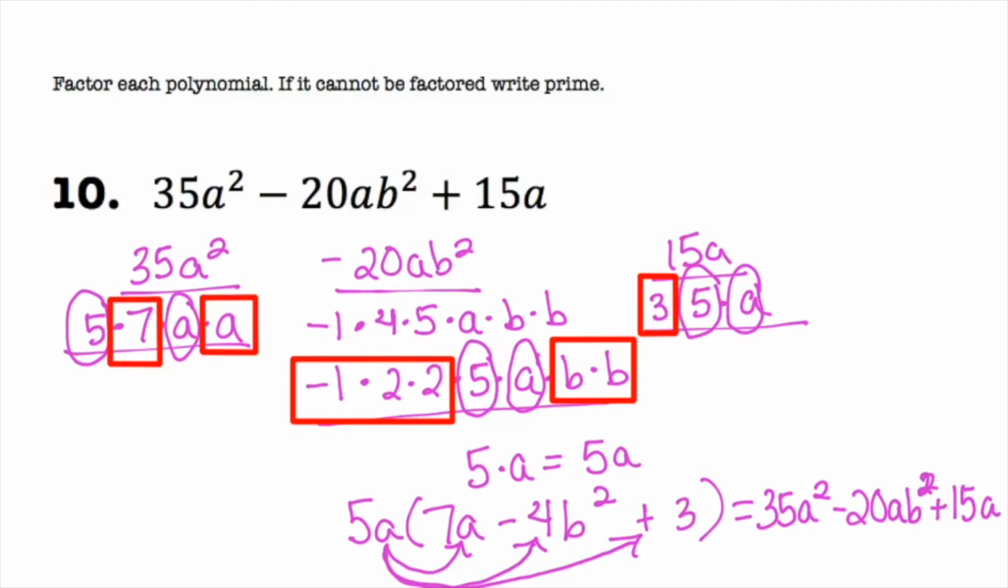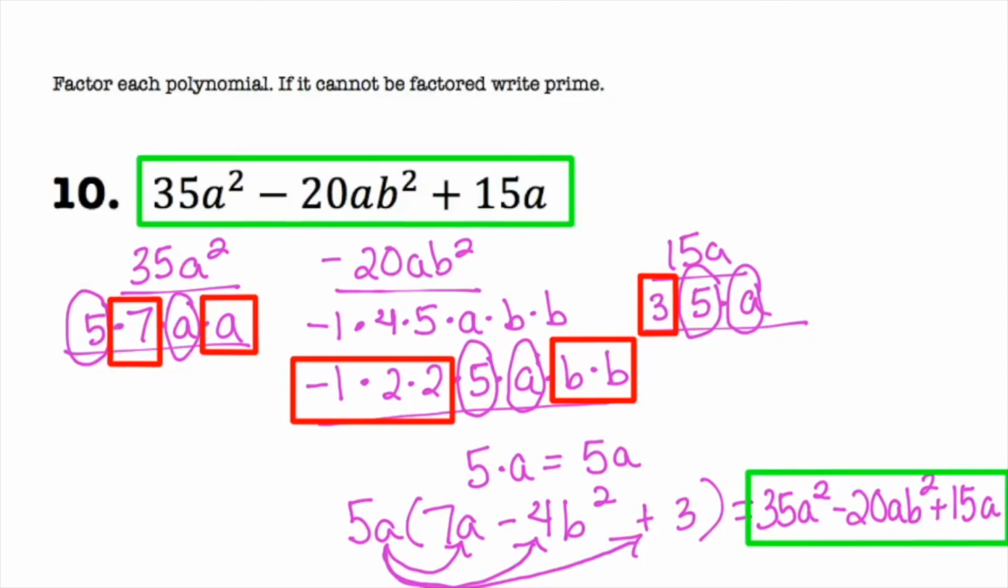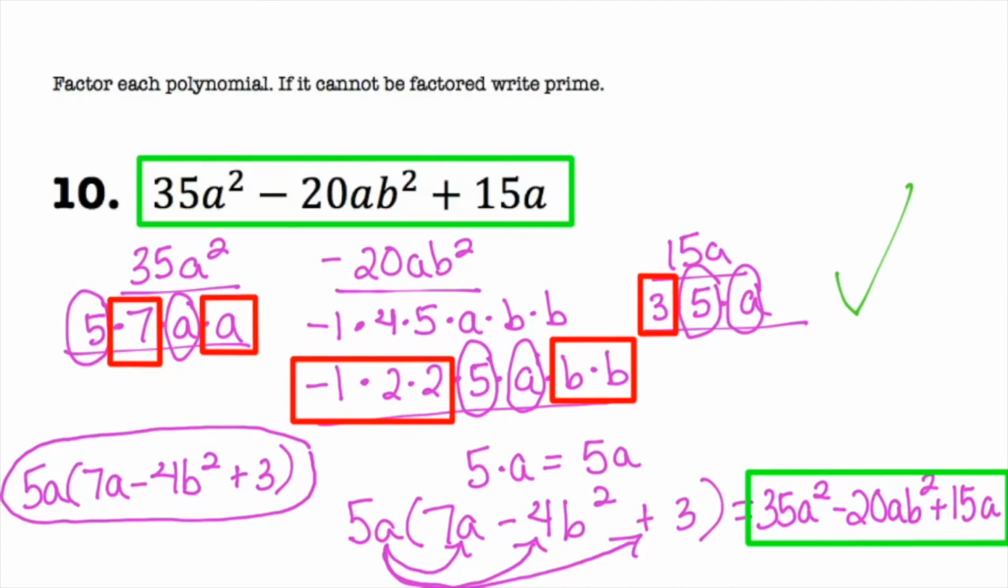And, hold on a second, I put in a square there, but there was already one there, so I guess I didn't need it. There we go. So then we have 5a times 3 is 15a. So we're going to check to see if those match each other, and they do. So we know we have the correct GCF. So our final answer is 5a times 7a minus 4b squared plus 3. Whew, that was a mouthful.